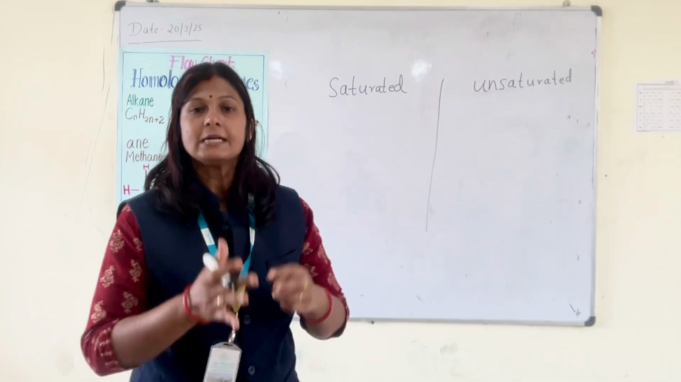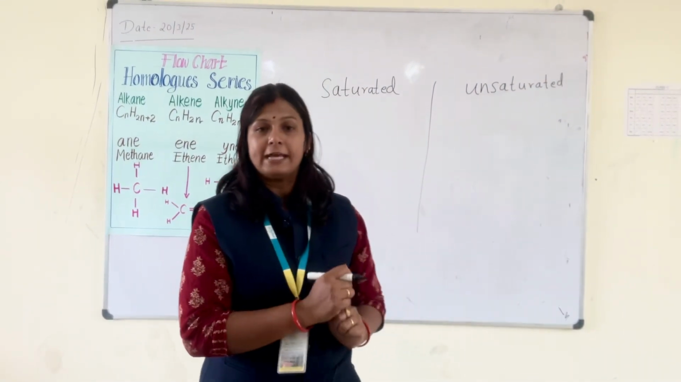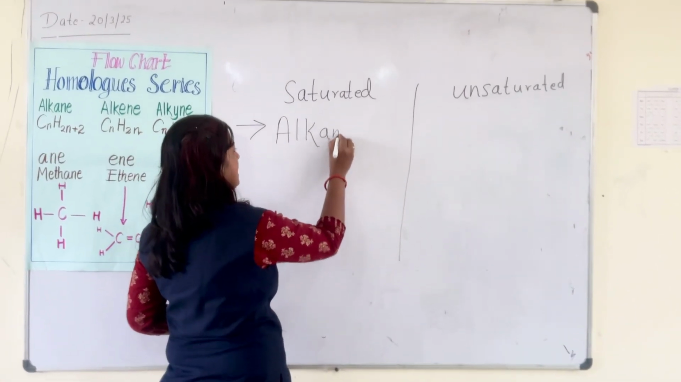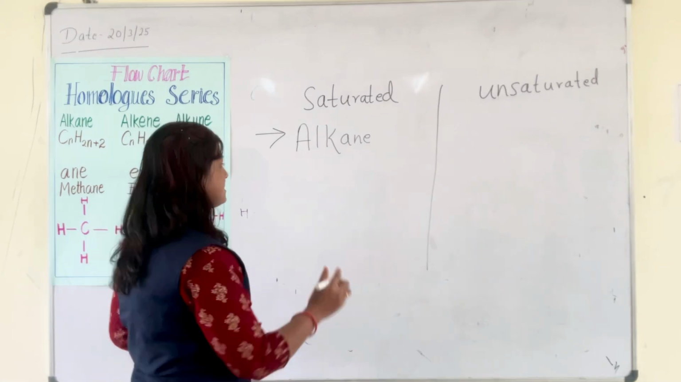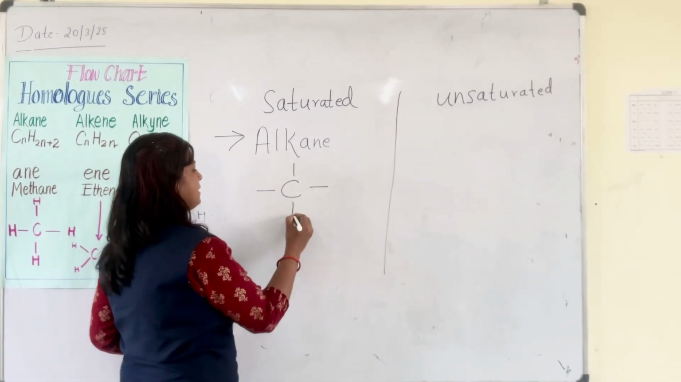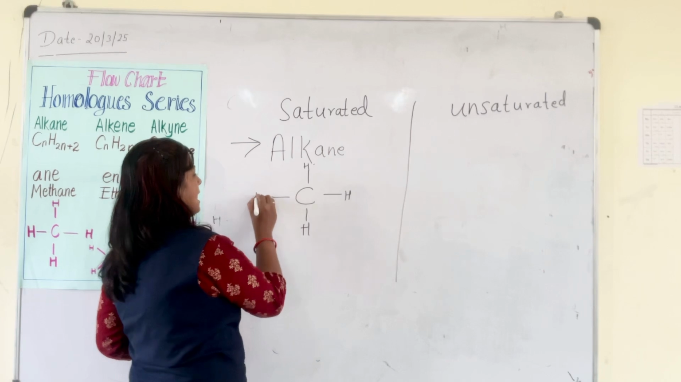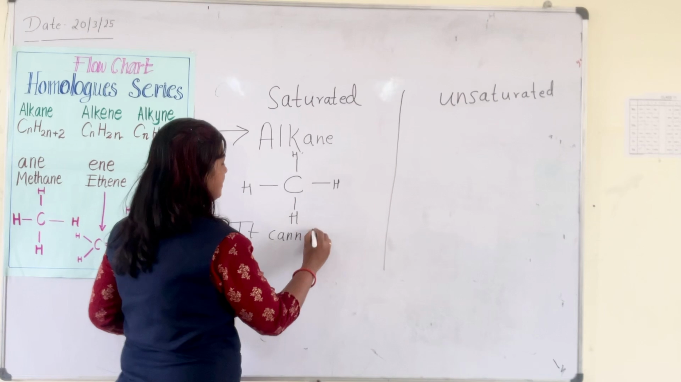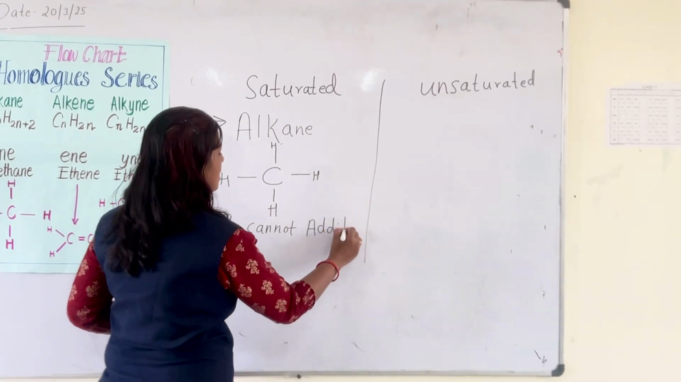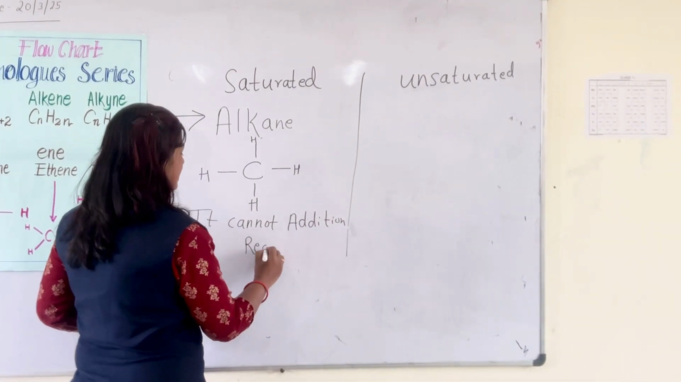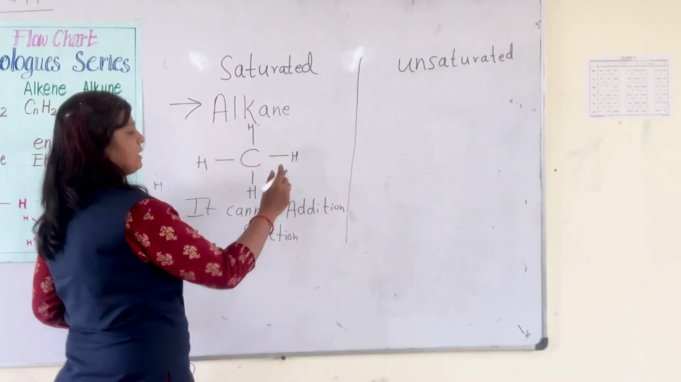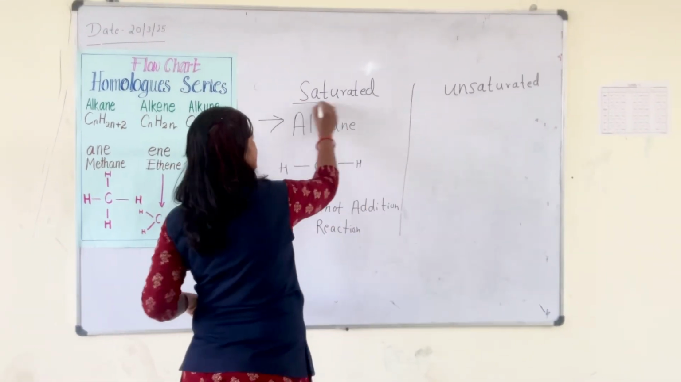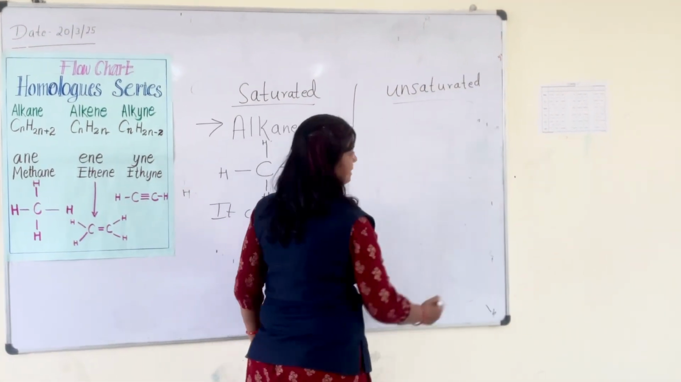Saturated are nothing but completely stable compounds. For example, alkanes are saturated organic compounds. In this, carbon is completely stable with 4 hydrogen. This is the main important difference between saturated and unsaturated.